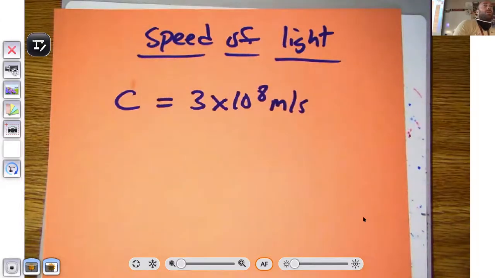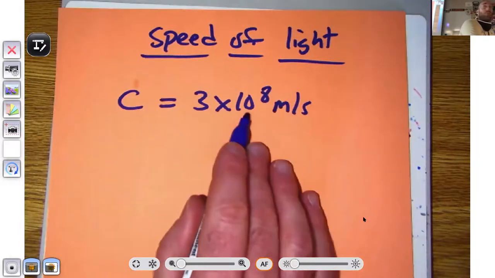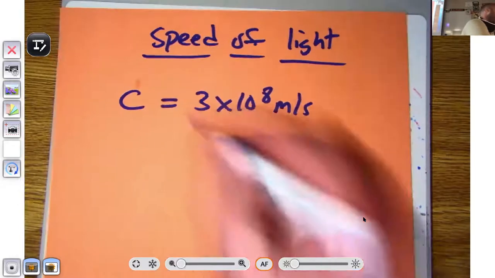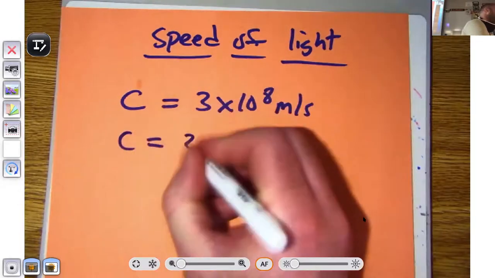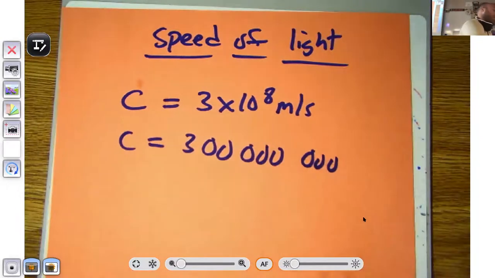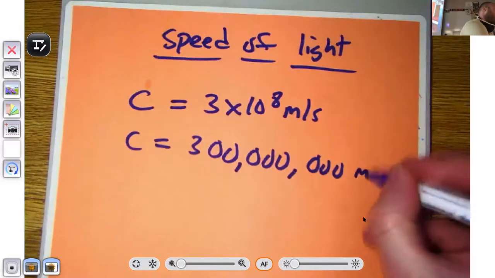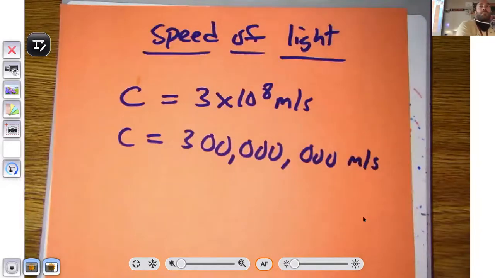It is 3 × 10⁸ meters per second. This is in scientific notation. Basically, what this means is that it is the number 3 with 8 zeros after it. If you were to write it out longhand, it would be 3 with 8 zeros after it, which would equate to 300 million meters per second. That's super fast.